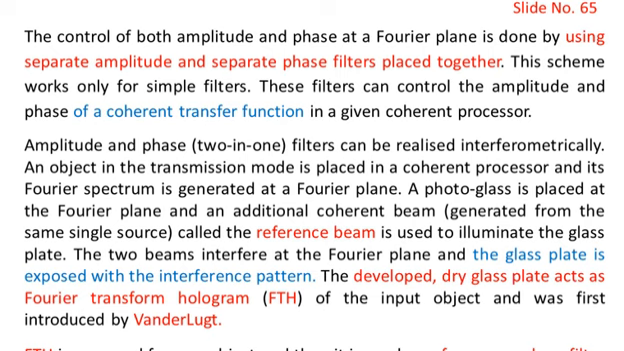An object in the transmission mode is placed in a coherent processor and its Fourier spectrum is generated at a Fourier plane. The photoglass is placed at the Fourier plane and an additional coherent beam generated from the same single source, called the reference beam, is used to illuminate the glass plate. The two beams interfere at the Fourier plane and the glass plate is exposed with the interference pattern. The developed, dried glass plate acts as a Fourier transform hologram, abbreviated as FTH, of the input object and was first introduced by van der Lugt.